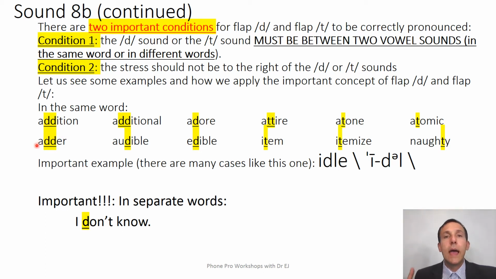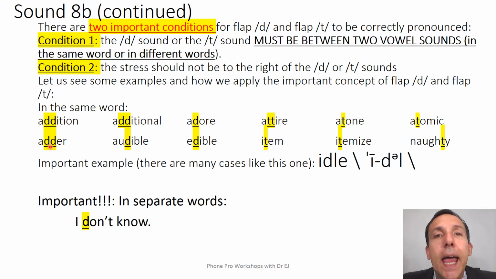Well, when you say adder, the stress is here. So condition number 2 is met. The stress is not to the right of the D. Then instead of saying der, you say adder, adder. Basically, flap T or flap D are pronounced in the following manner.